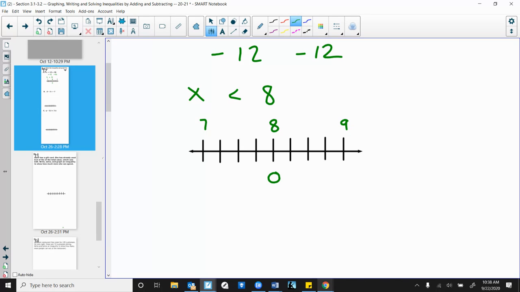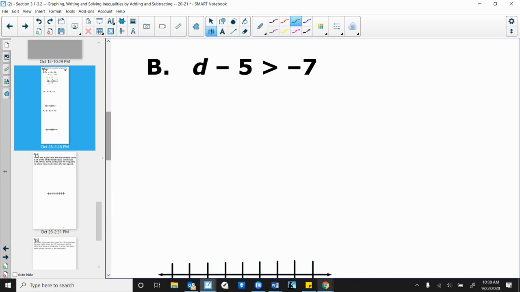And where am I going to point my arrow to? The left. All right. Go ahead and try B and C.